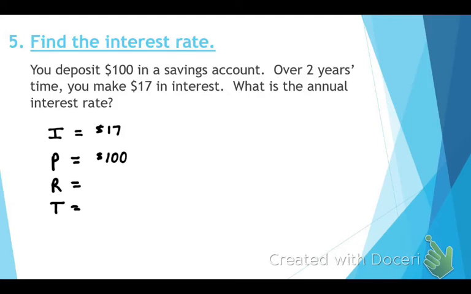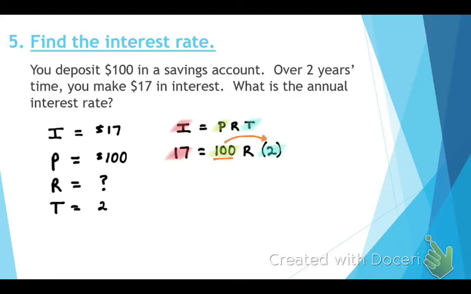What's the R stand for? Rate. What's my rate? We do not know it, so a question mark. And how much time did it say it's going to take? 2 years. Okay, so now we're going to put in I equals PRT. The interest we know is $17. What was the P? $100. The R? We don't know it. And the T? 2. Is there any work I can do on the left side? Nothing on the left side. Can I do anything on the right side? 100 times 2. What is 100 times 2, guys?